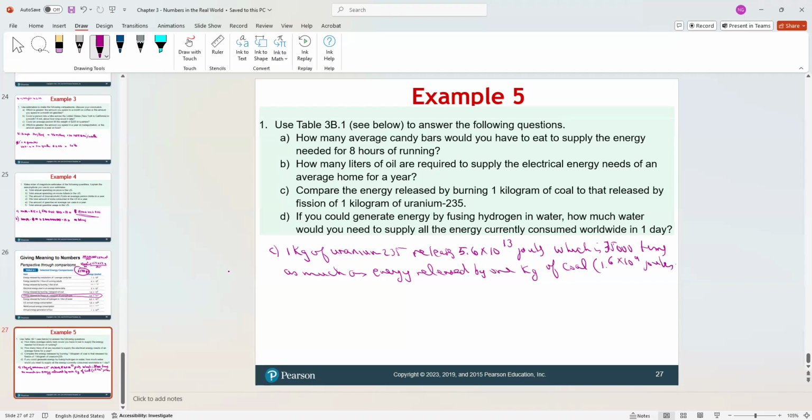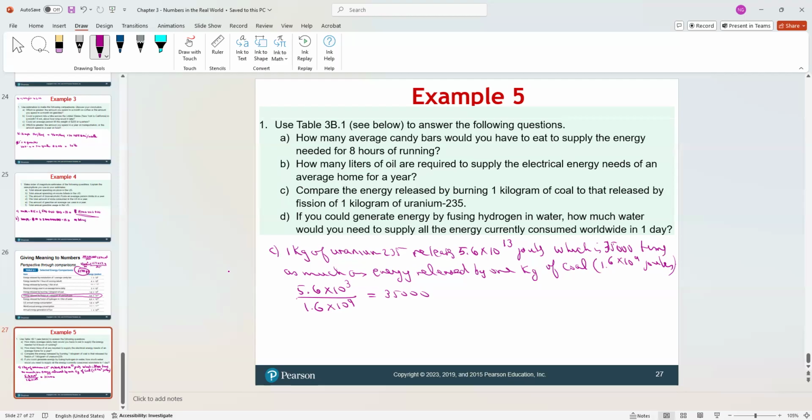Remember, we have those in the parentheses. So you can see that 5.6 times 10 power 13 over 1.6 times 10 power 9 gives you 35,000. Right? So that's how we find it. So I do one of these just to show you, but we could do A if you want, because for A, what they ask you is how many average candy bars would you have to eat to supply the energy needed for 8 hours of running?